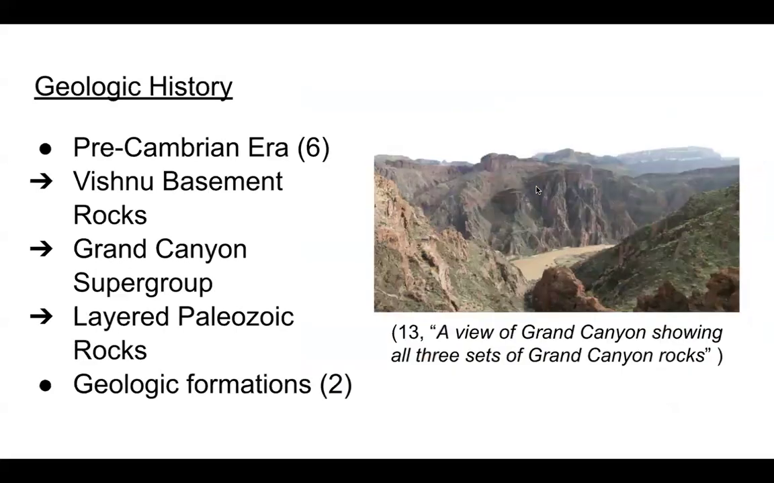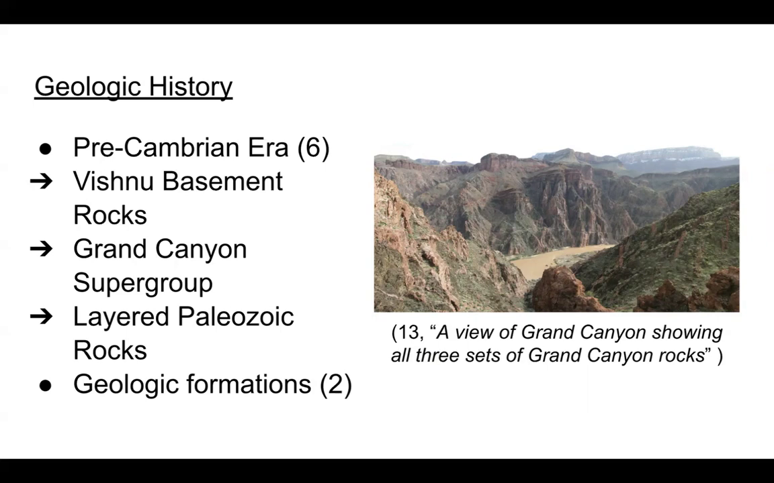The U.S. National Park Service's article titled A View of Grand Canyon showing all three sets of Grand Canyon rocks has many interesting insights to offer the public regarding the geology of the canyon, and this source is also referred to as Source 6. This article claims that the Grand Canyon's geologic history dates all the way back to 1.5 billion years ago when the Vishnu basement rocks formed, which is the canyon's deepest layer of rocks that came from a volcanic chain.